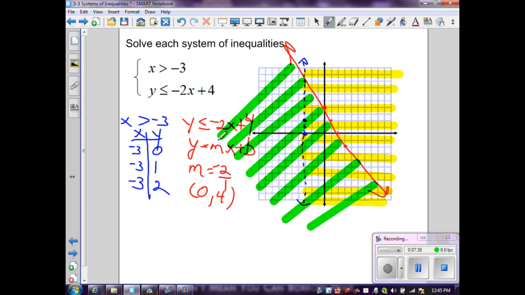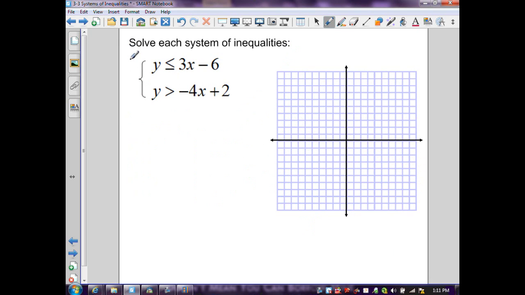But I want only the values that solve the system. And the region that solves the system is where the shadings intersect, and that would be inside this area. So the solid shading represents where the solutions for this system exist. Let's solve the next system of inequalities.